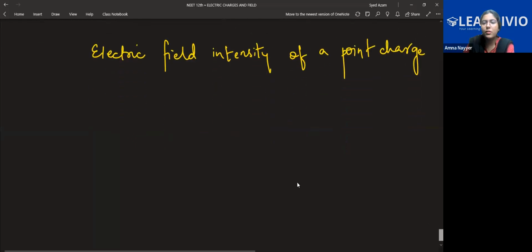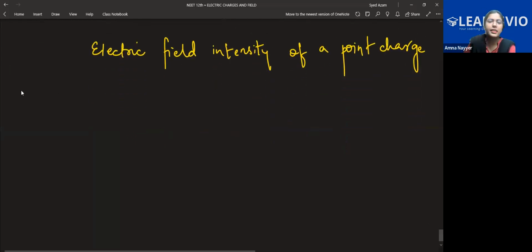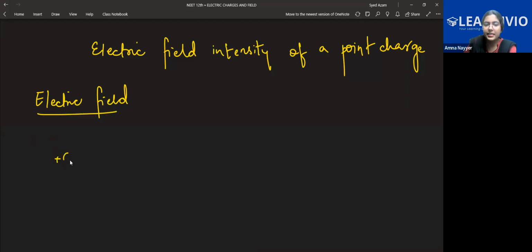So the normal formula due to a point charge you already know. That is, electric field. What is electric field? First of all, one thing that you should know for electric field intensity is the concept of electric field. Electric field is the space around a charge where electrical properties can be experienced.